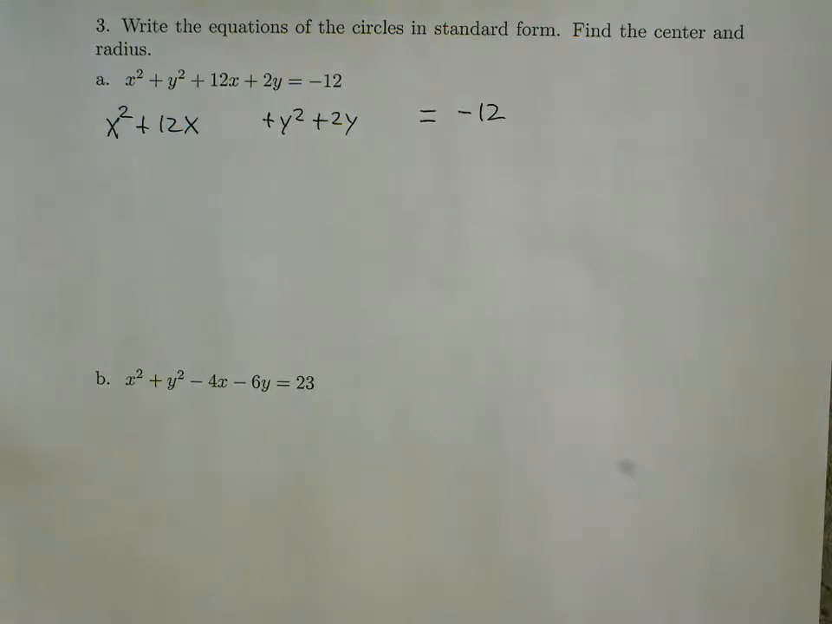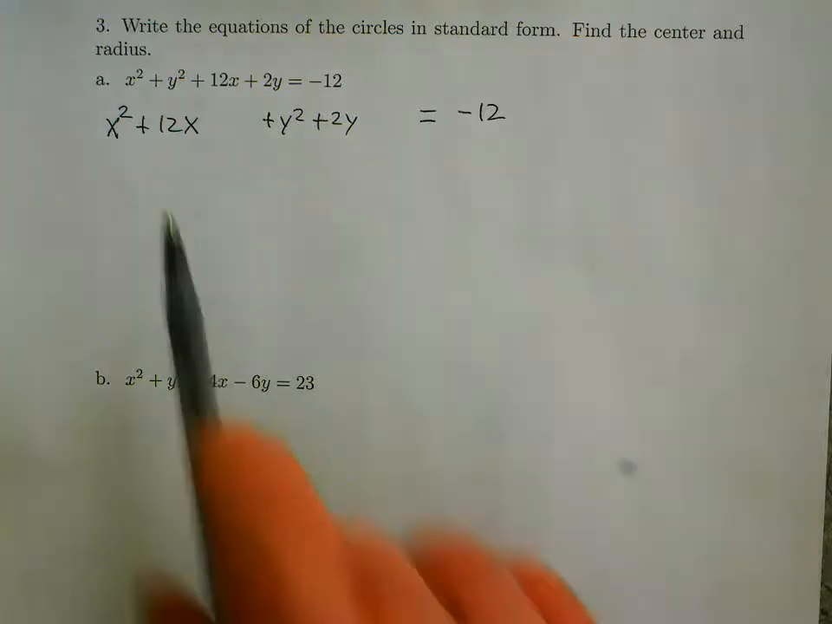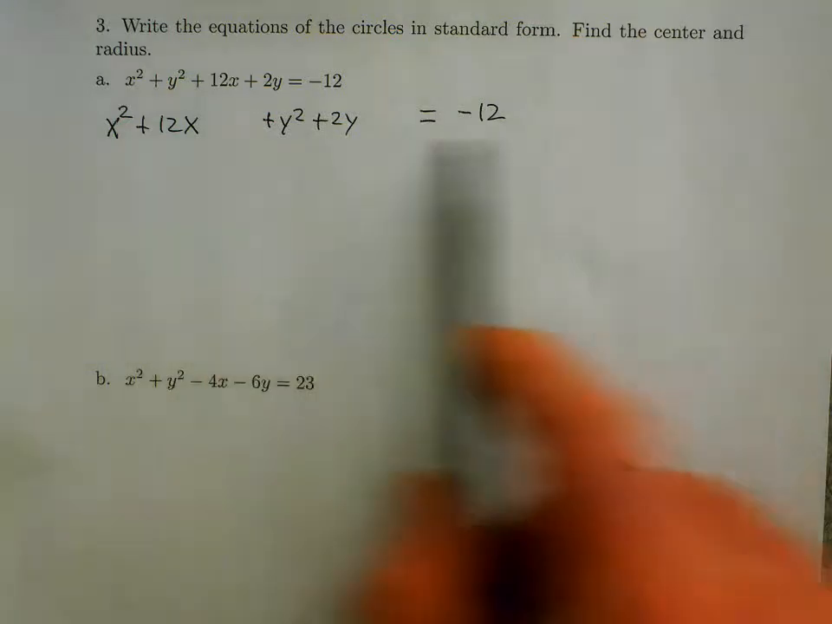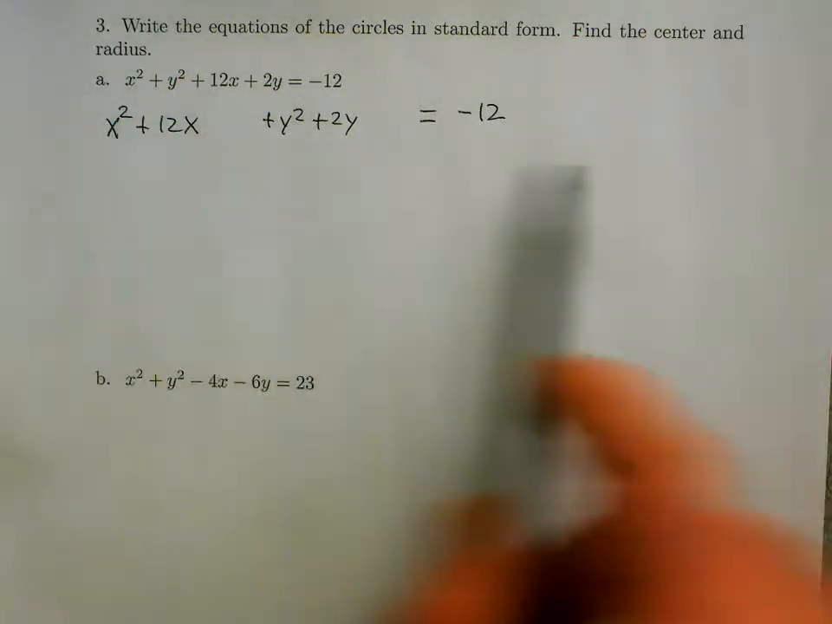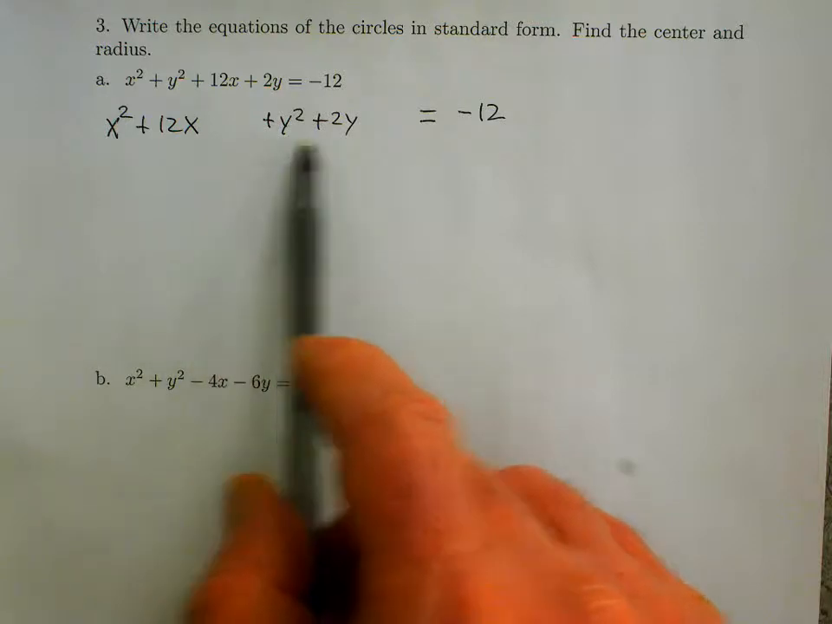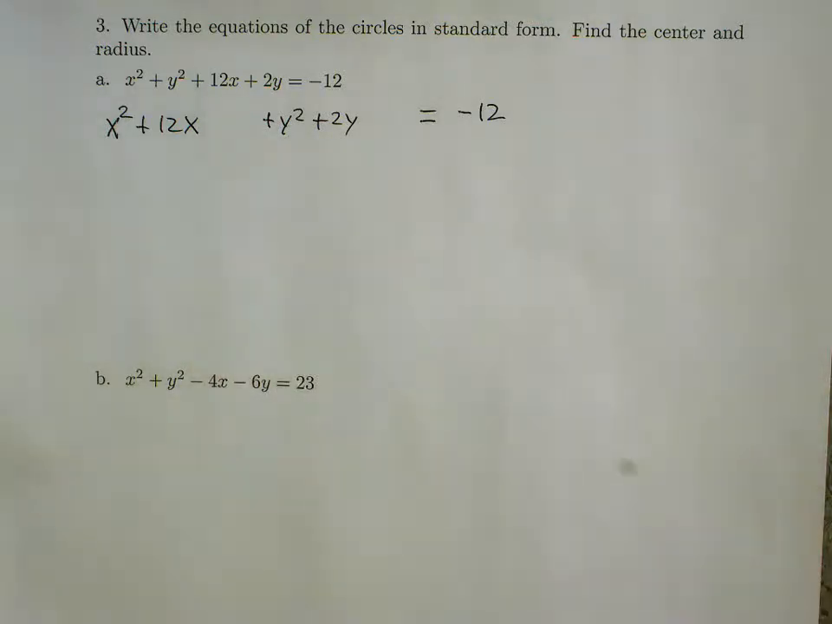So a hint is in the standard equation for a circle, we have a binomial squared plus another binomial squared. Okay, we're out of time, but I'll just briefly say we're going to create perfect square trinomials, one out of x squared plus 12x and the other one out of y squared plus 2y. Okay, we'll pick it up from here tomorrow.